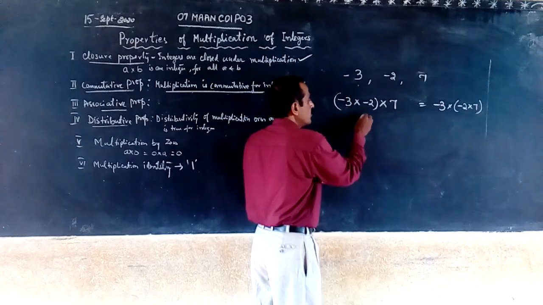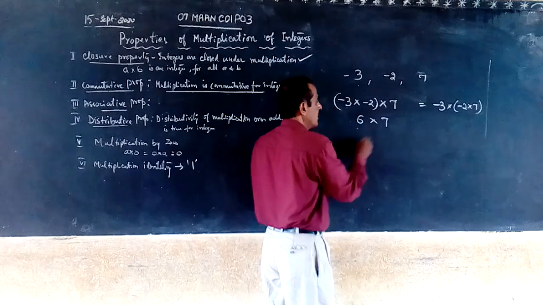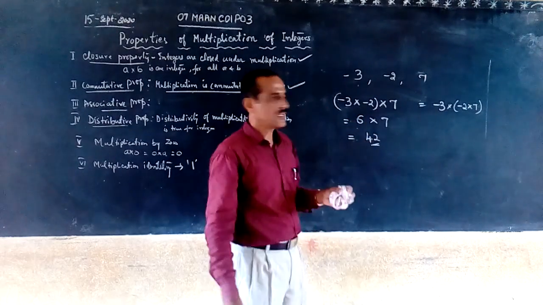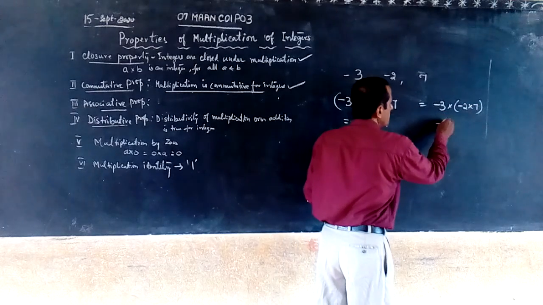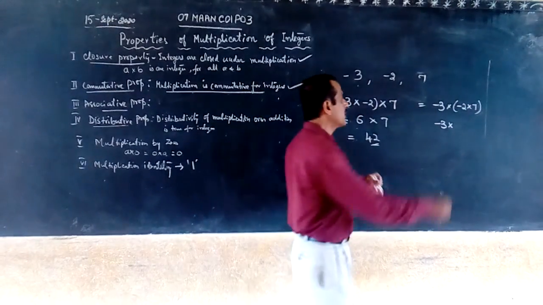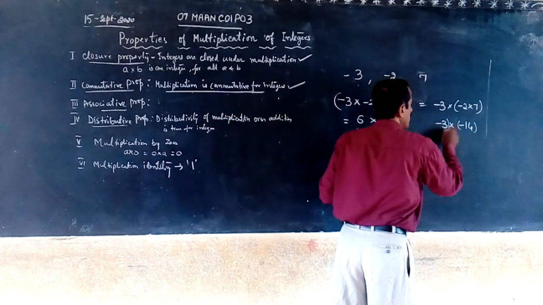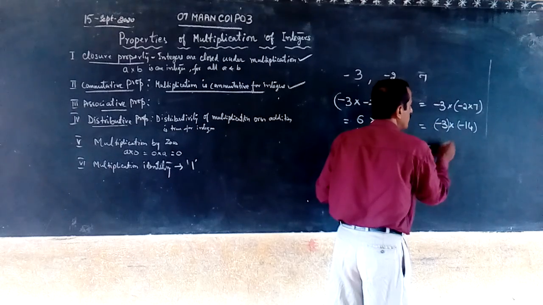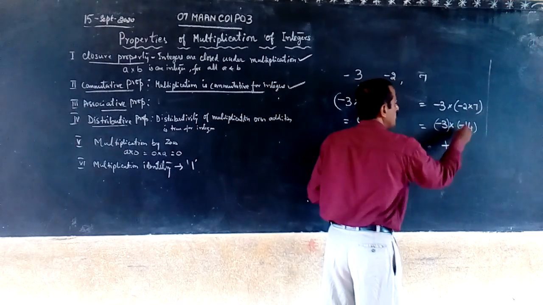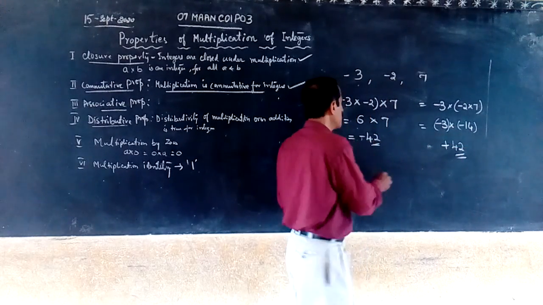Minus 3 into minus 2 is plus 6. Then 6 into 7, the answer is 6 into 7, isn't it? What is 6 into 7? 6 into 7 is 42. In the same way, whether it is equal: minus 3, and what is in the bracket? Minus 2 into 7 is minus 14. So minus 3 into minus 14 is equal to what? Minus into minus is plus, 3 into 14 is 42. So here also it is 42.